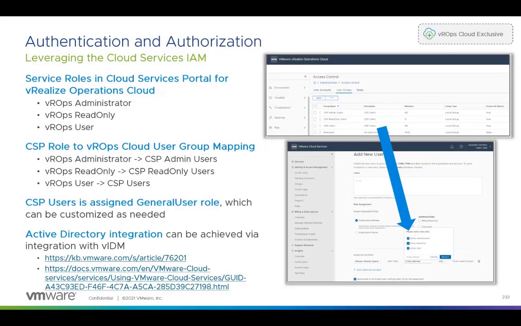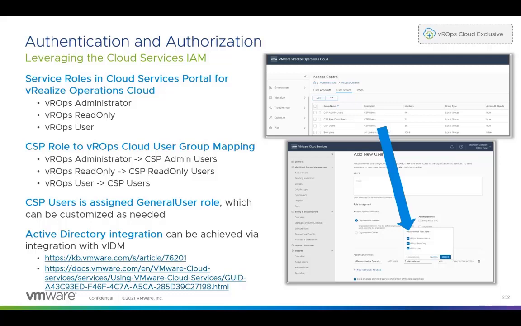A lot of customers have questions about how do they give permissions and access to vRealize Operations Cloud. It works a little bit differently than with the on-premises version because we're relying on the VMware Cloud Services authentication portal. So they would log into the Cloud Services portal, and that would allow them to access the various services and products, including vRealize Operations Cloud.